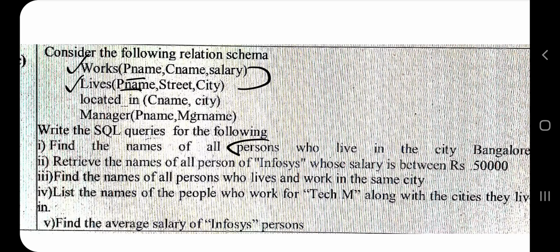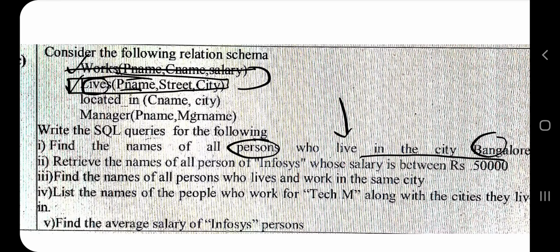And of all persons who live in the city Bangalore, that is what they are asking. Live, so they are mainly focusing on this table. You need to eliminate this table and just focus on the lives table. Live in the city Bangalore. What is the condition? The city's name should be Bangalore.